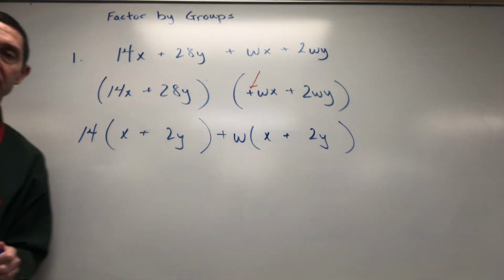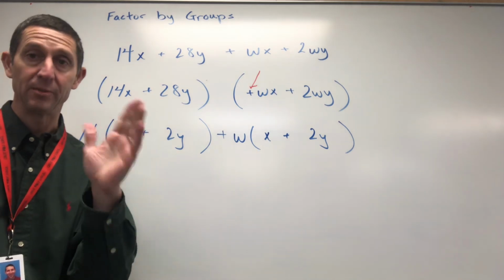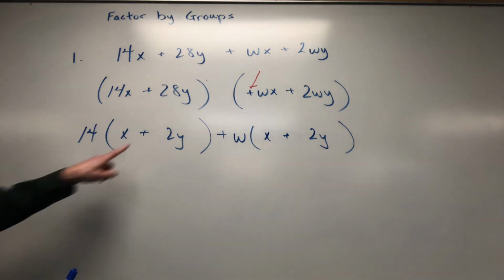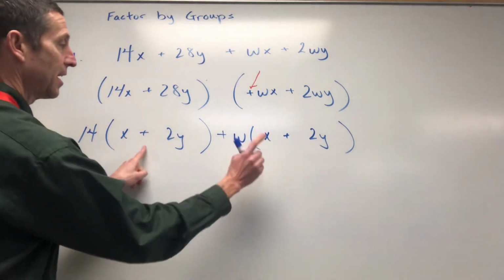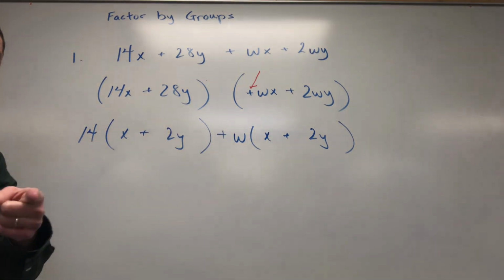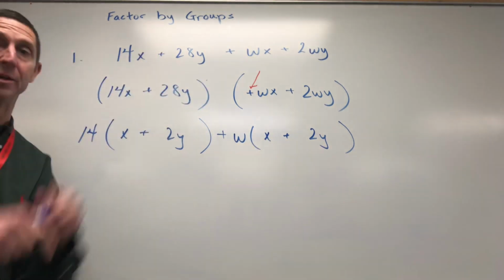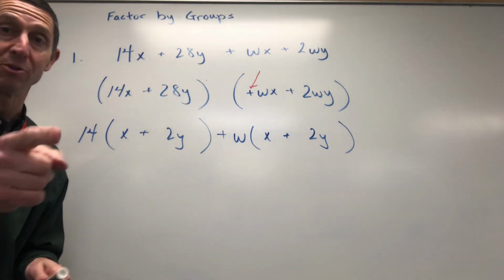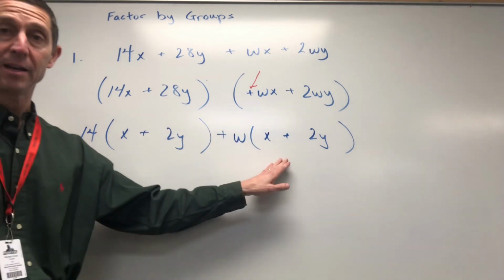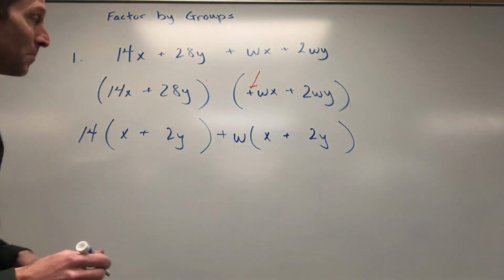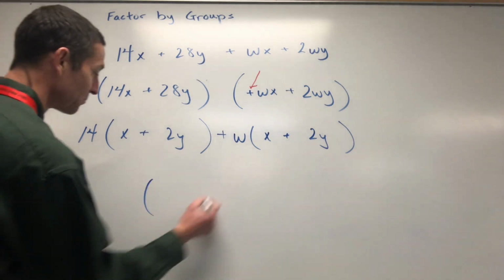Now, here is how you know if you've done it right. This is how you know if you've done it right on factoring by groups. If this and that, this and that, and this and that are exactly the same. If this is X plus 2Y and that's X plus 2Y, they're exactly the same. You're in business. You're doing it right. If this and that had been different, then you jacked it up. It's not right. Okay, let's finish this.